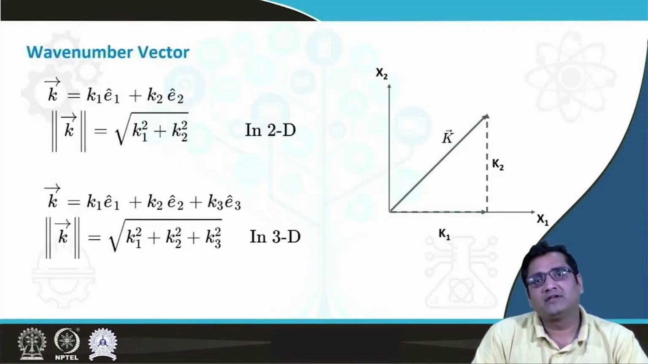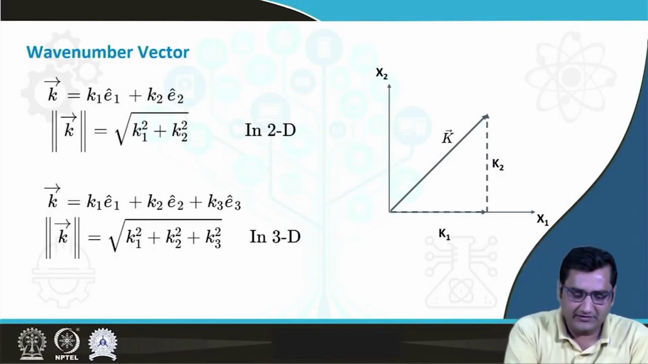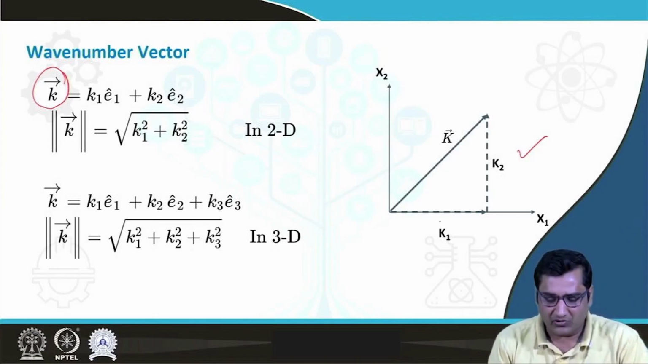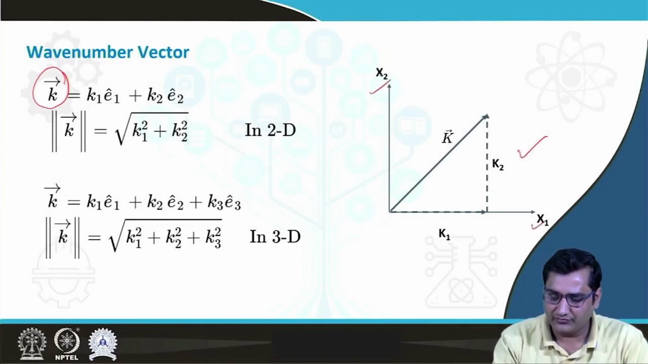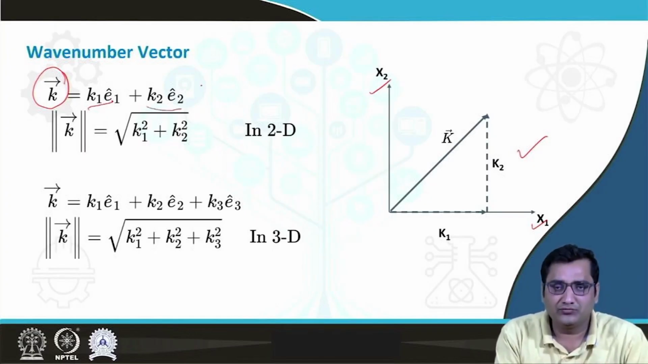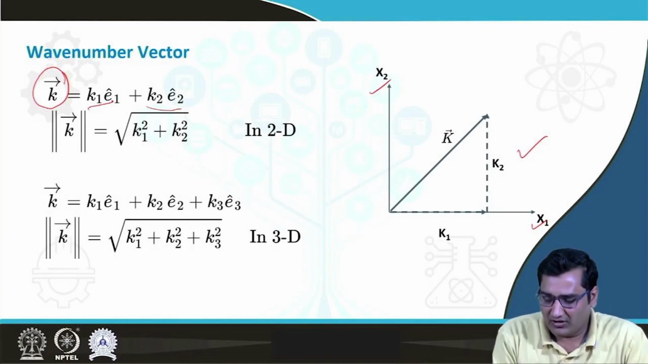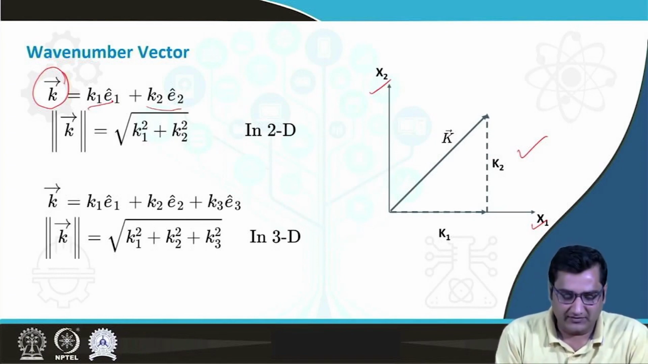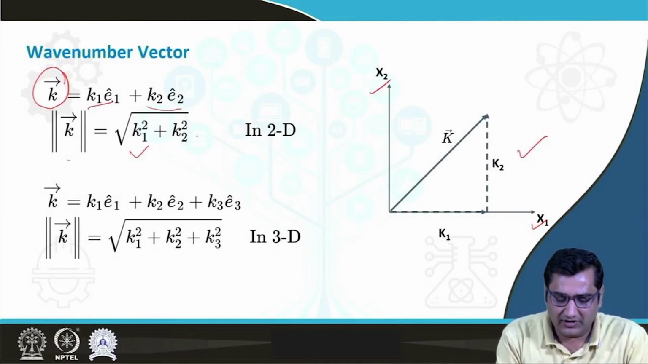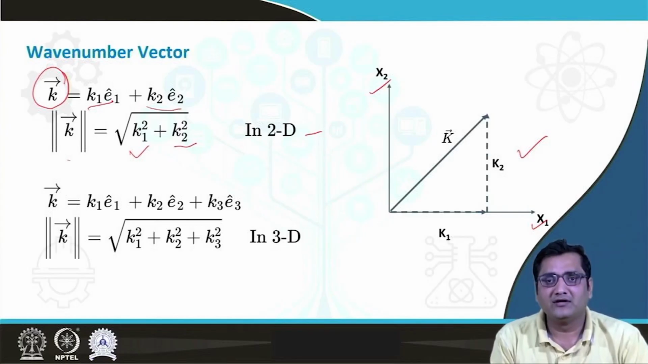So as far as the wave number is concerned, it is represented by k, and because it is a vector, it is the k vector. In 2D, where the coordinate axes are x1 and x2, the k vector can be written as k1 e1 cap plus k2 e2 cap. e1 and e2 are the unit vectors along the x1 and x2 directions respectively. So the modulus of the k vector would be the square root of k1 square plus k2 square, that is in 2D. Similarly, you can write the wave number vector in 3D as well.